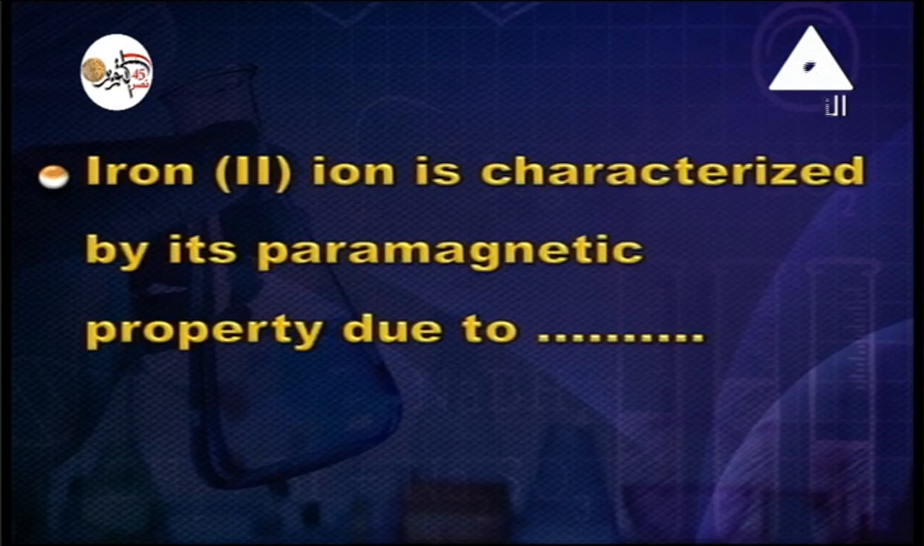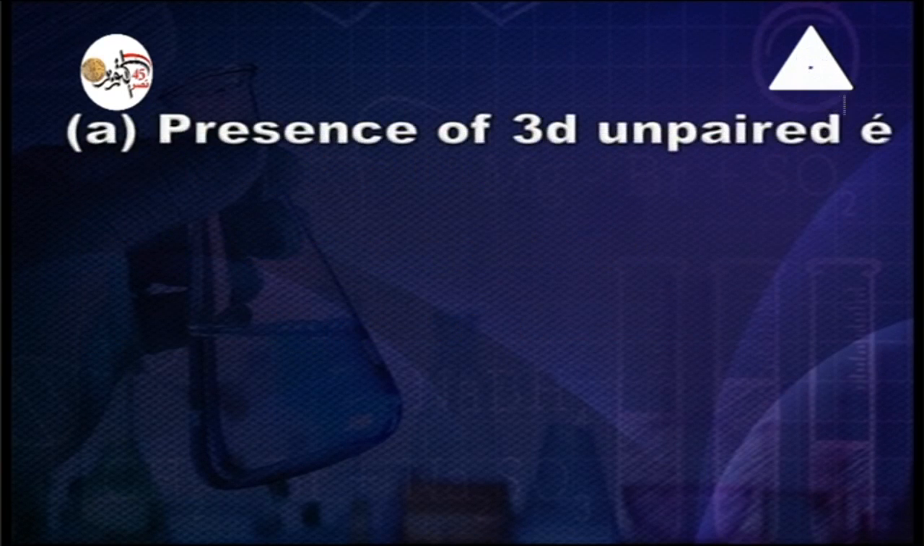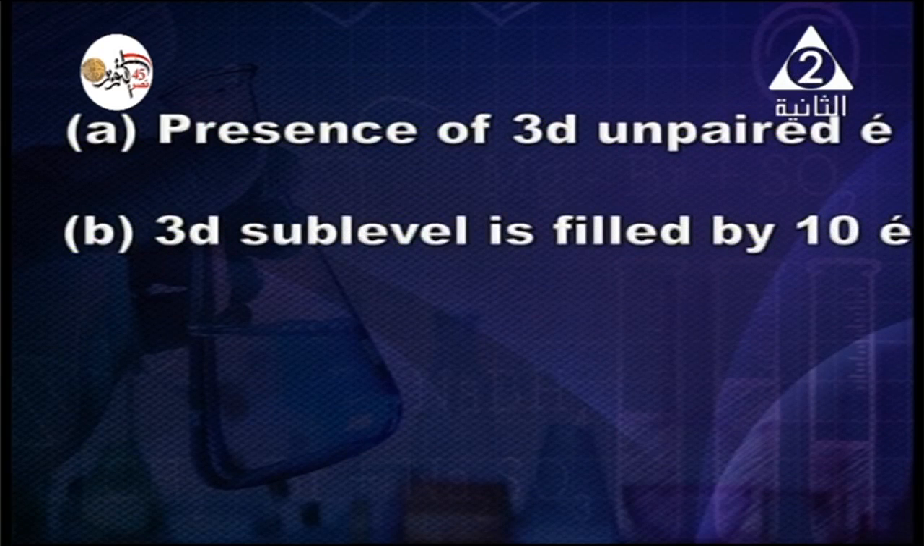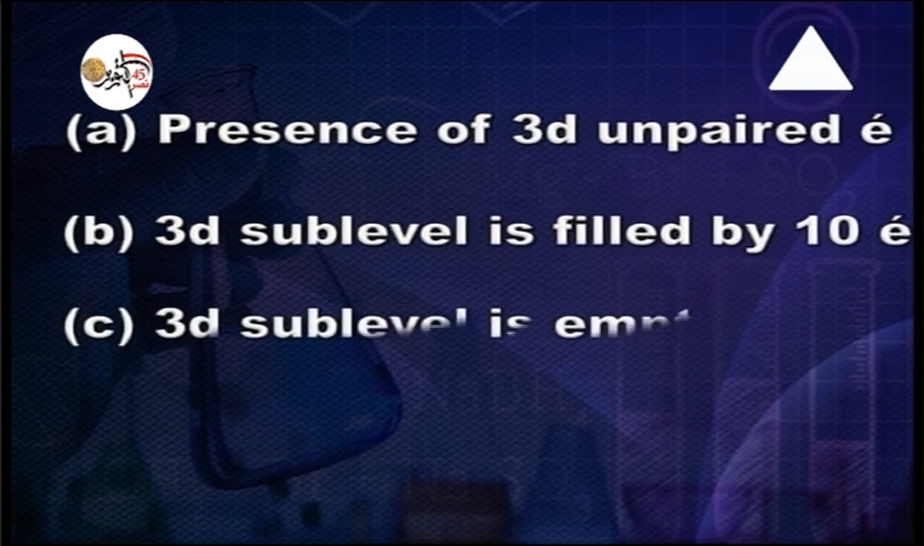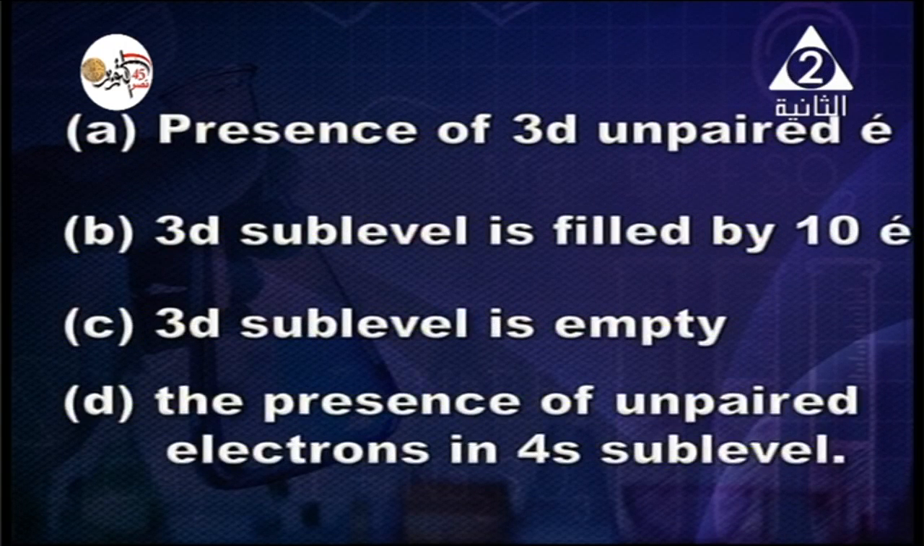Next point. Iron 2 ion is characterized by its paramagnetic property due to what? Presence of 3d unpaired electrons, the 3d sublevel is filled by 10 electrons, the 3d sublevel is empty, the presence of unpaired electrons in 4s sublevel. Unpaired electrons. Next point.